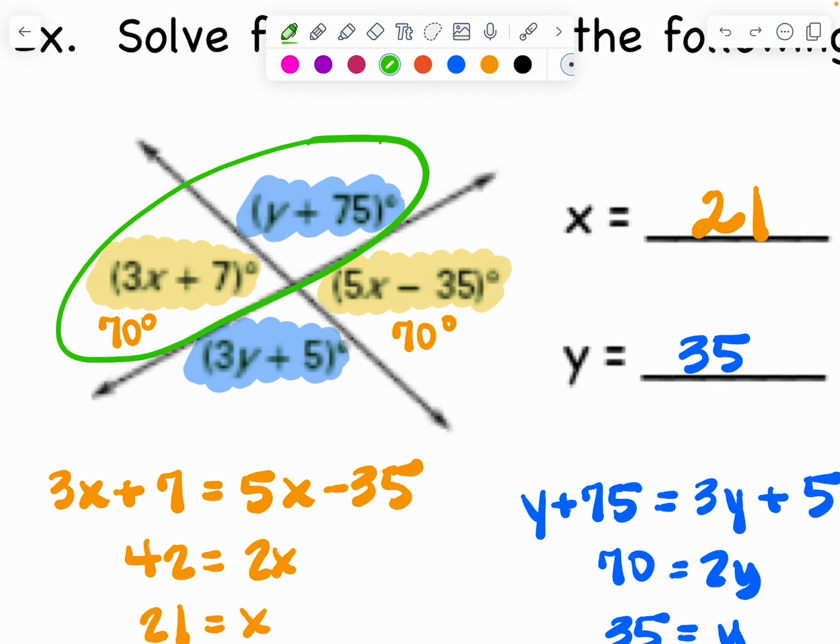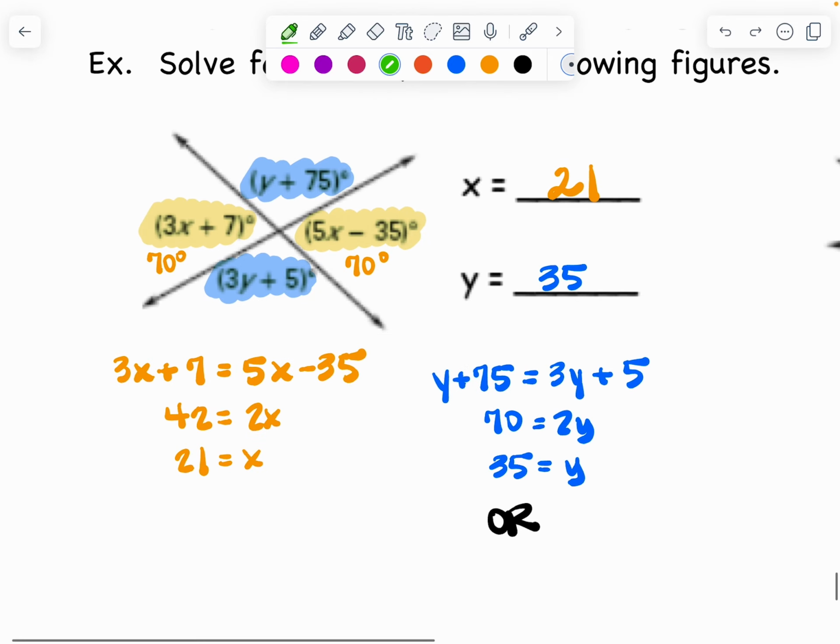Okay, so there are different variations of relationships that you can find in your pictures. I'm going to erase that since I just talked about it. All right, so you don't have to use the vertical angles if you don't want to.